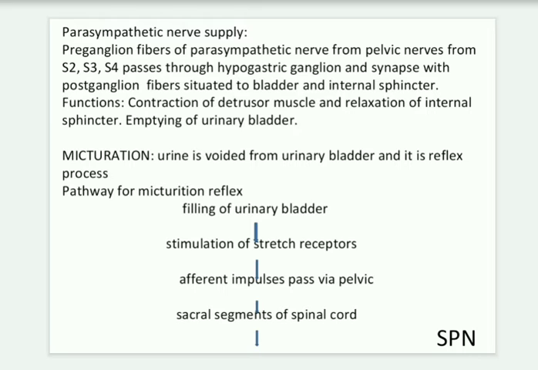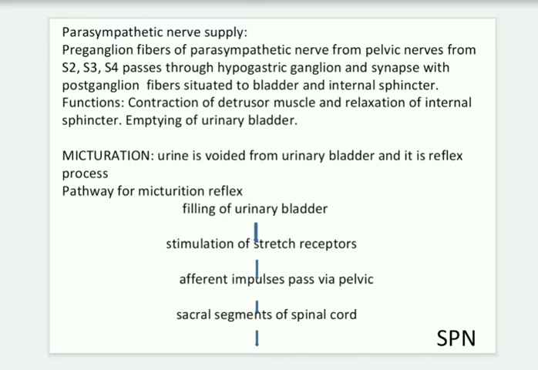The next topic is micturition, and how you present micturition in very short notes without any distraction or confusion. It is a flow chart you can write in the exam. Micturition is the voiding of urine from the urinary bladder, and it is a reflex process.